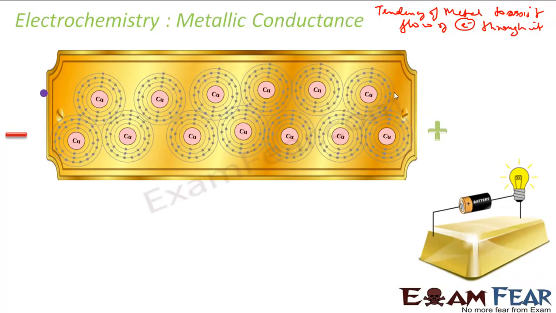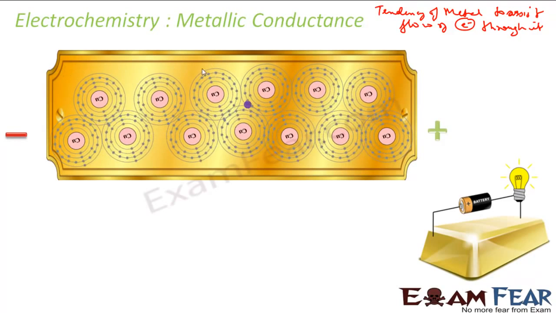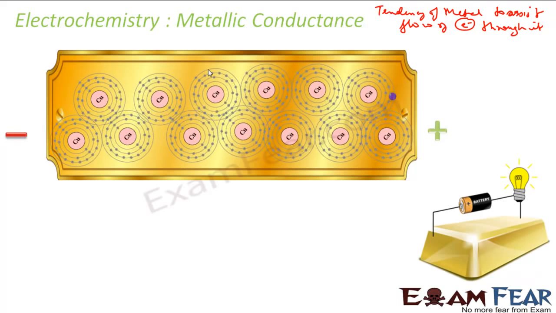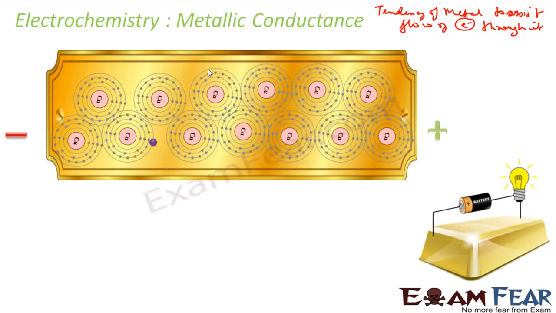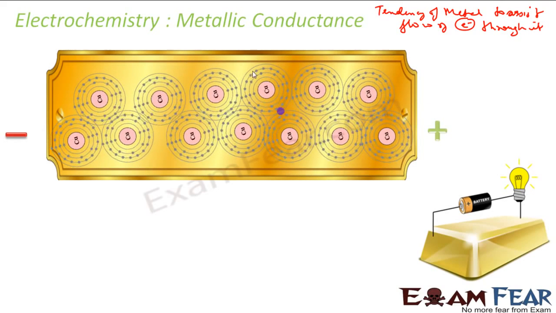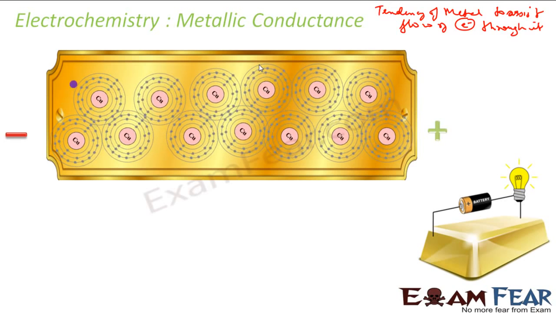right? So when a potential difference is applied across the metal, electrons flow along the direction of the electric field, and thus we can say the current is carried. More details on the effect of temperature we'll discuss in the next slide.